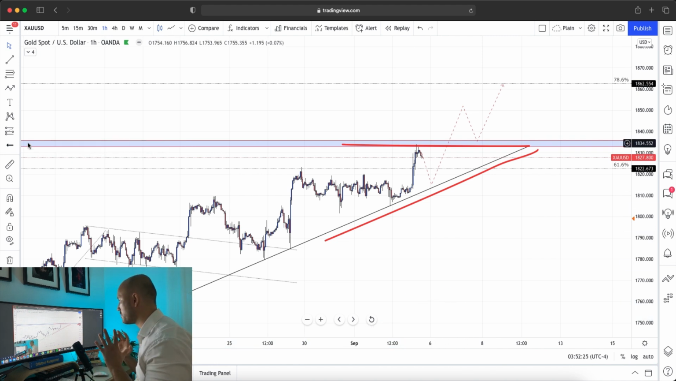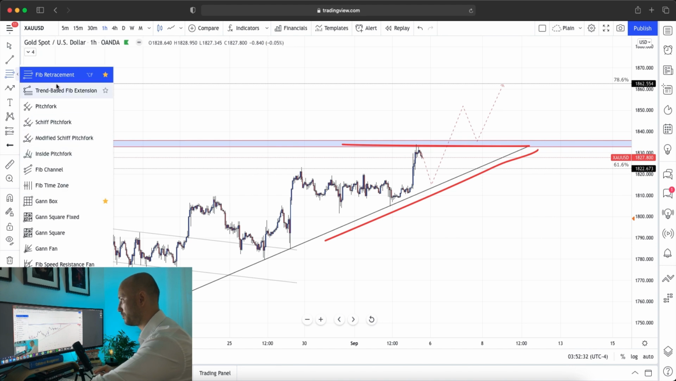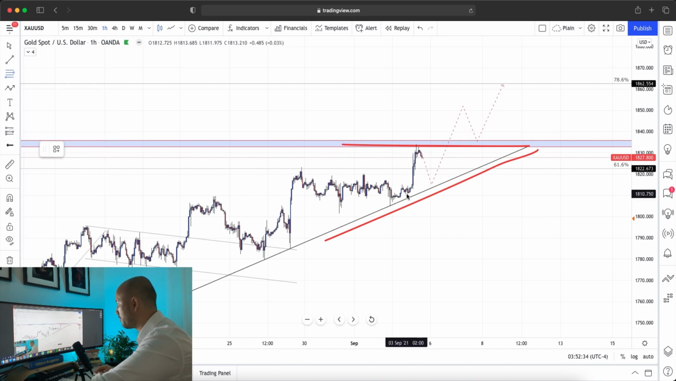Now let's do some more tweaks and fine-tuning. So the first thing we want to do is get the Fibonacci tool, Fib retracement, impulse move.